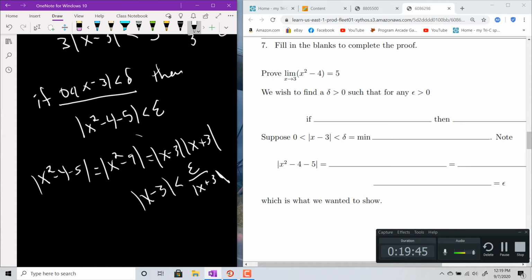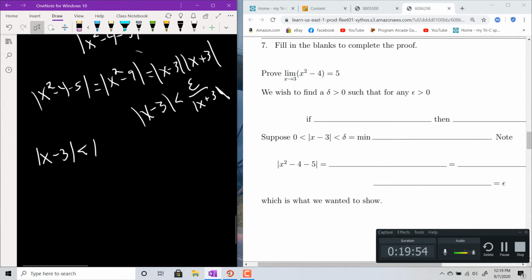So what I need to do then is put some restrictions on x minus 3. And in particular, I'm going to say x minus 3 has to be less than 1. And that will go into my delta statement there, where you see it has the min of something. Part of it is going to be curly bracket 1, and then comma the epsilon over whatever. Okay, so I'm working with this x minus 3. I'm saying it has to be less than 1. That's my restriction. And then we're going to expand it and try to create the x plus 3 out of it. All right. So this is between 1 and negative 1.